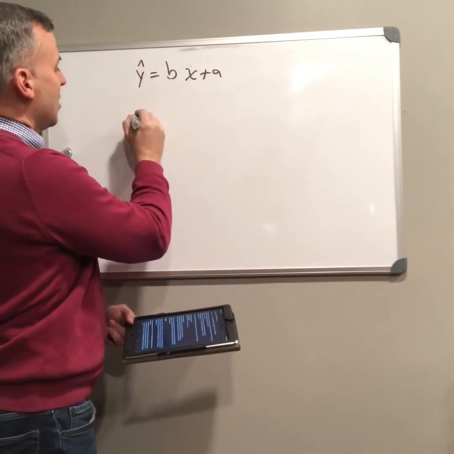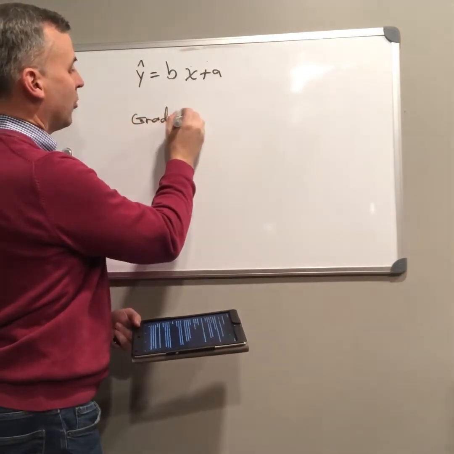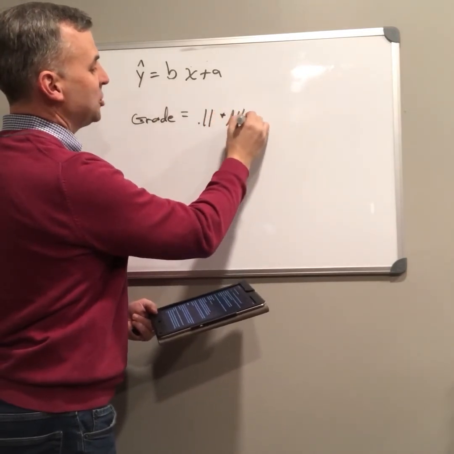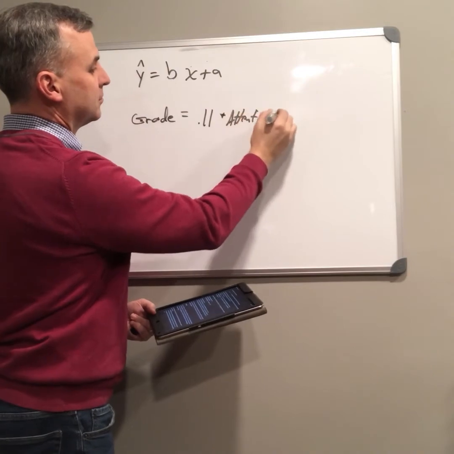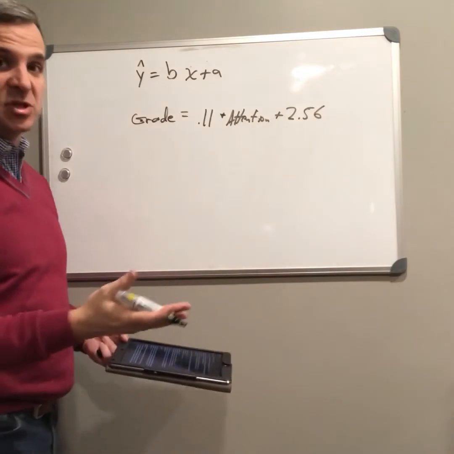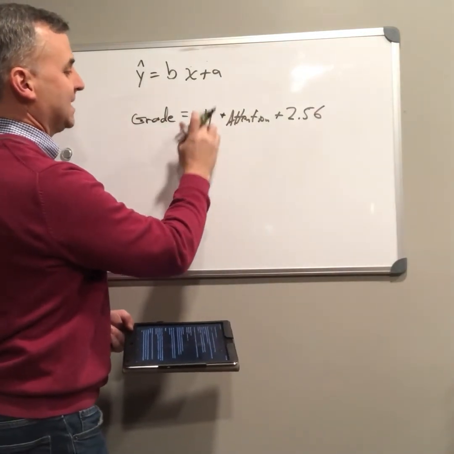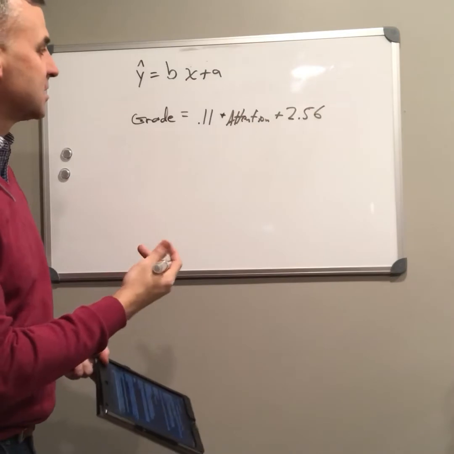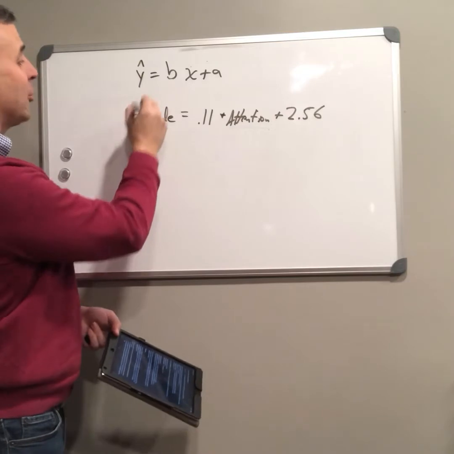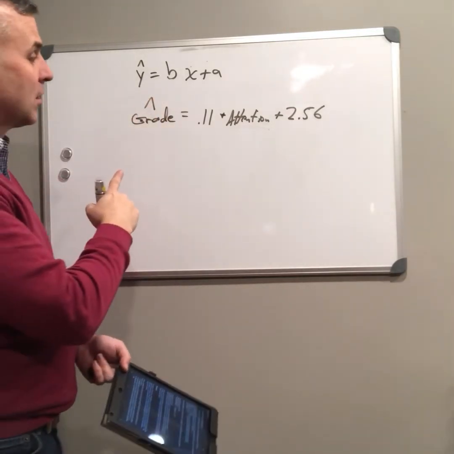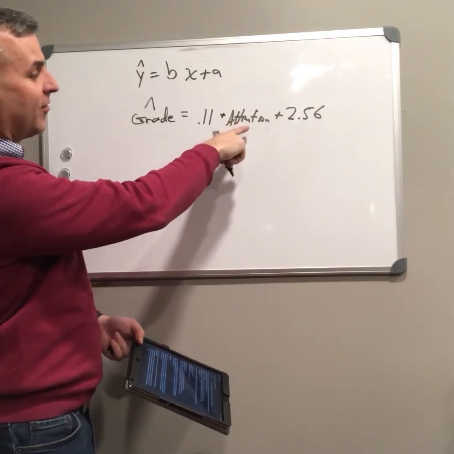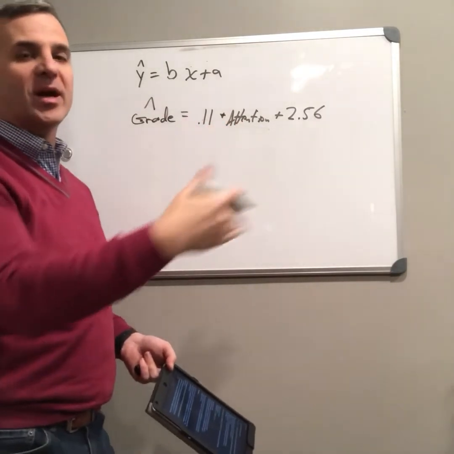And it'll look something like grade equals 0.11 times attention plus 2.56. Okay, this is obviously just made up numbers based on nothing. But let's say it's not. How would I interpret this? Well, given my scale for attention, I would say that my predicted grade increases by 0.11 for each additional point of attention.